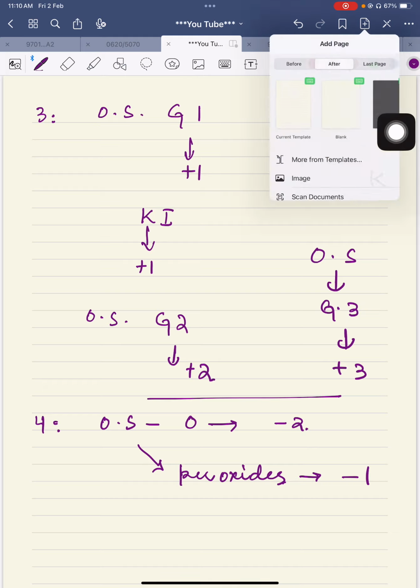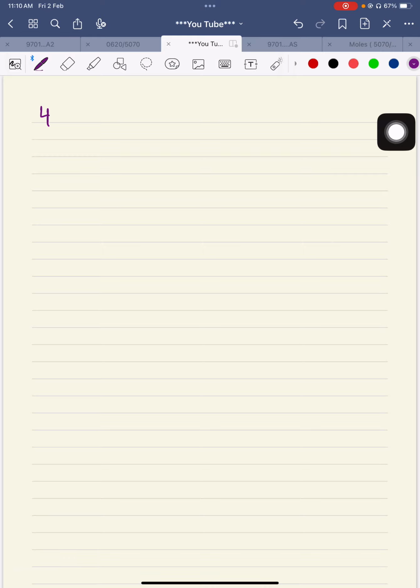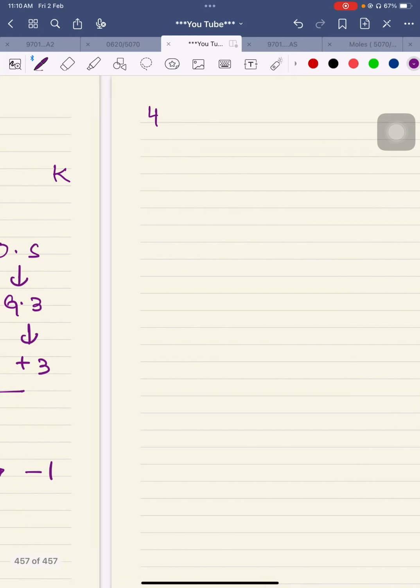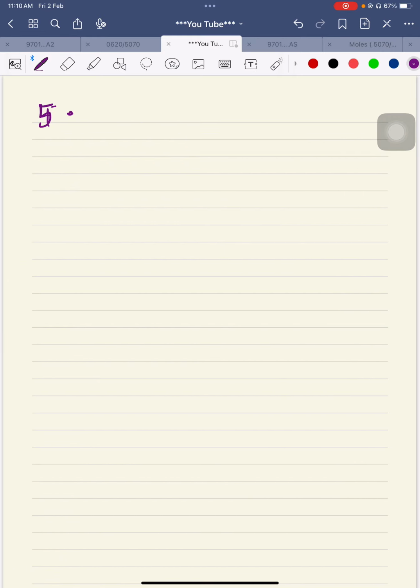Okay, so that is number 4. Then number 5 is the oxidation state of hydrogen. The oxidation state of hydrogen is +1.